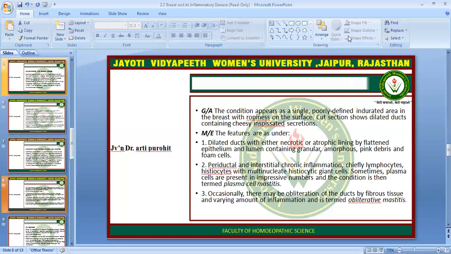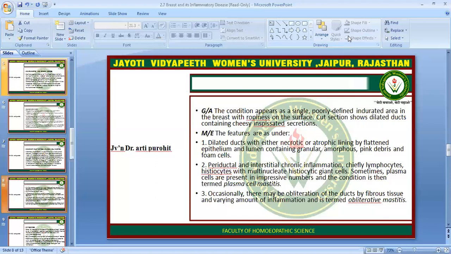The features are: first, dilated ducts with either necrotic or atrophic lining by flattened epithelium and lumen containing granular, amorphous pink debris and foam cells. Second one is the periductal and interstitial chronic inflammation, chiefly lymphocytes, histiocytes, and multinucleate histiocytic giant cells. Sometimes plasma cells are present in impressive number, and the condition is then termed plasma cell mastitis.